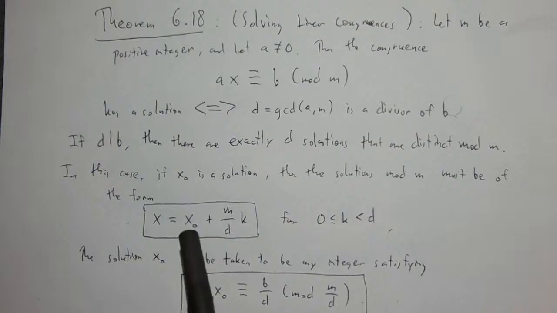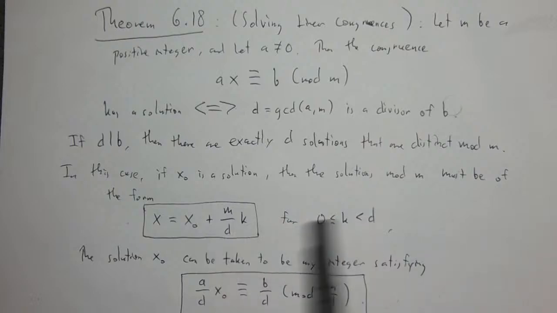In this case, if x naught is taken to be a particular solution to this congruence, then all the solutions mod m have to be of this form: any particular solution plus m over d times k, where k runs from 0 up to d. Okay, so k is strictly less than d here. And then to actually find that particular solution, here's how it is done. The particular solution x naught satisfies the congruence a over d times x naught is congruent to b over d mod m over d. Okay, and so we'll see how that works.